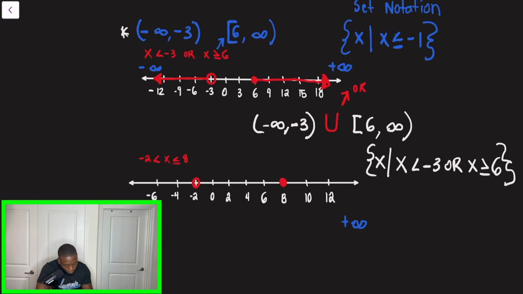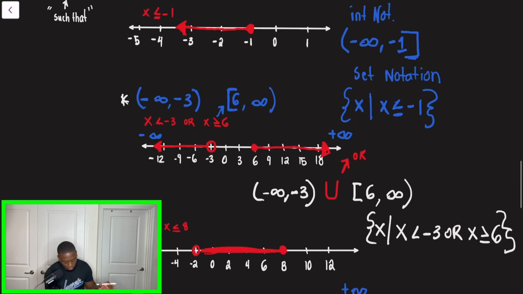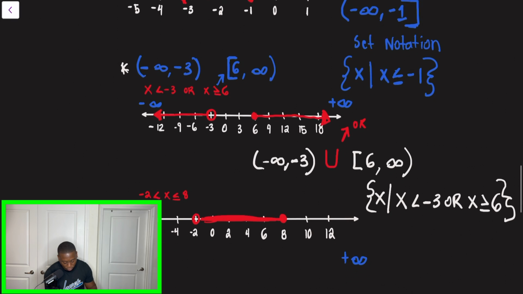So we're going to shade in the middle now. And we're basically saying that these are the only numbers included in the set, right? Between -2 and 8. So now we're going to go down to our set notation, right? I'm sorry, not set notation, interval notation. Move the screen by accident.